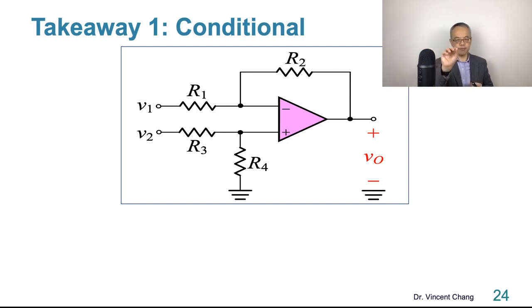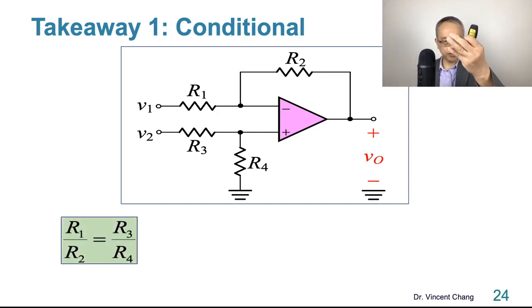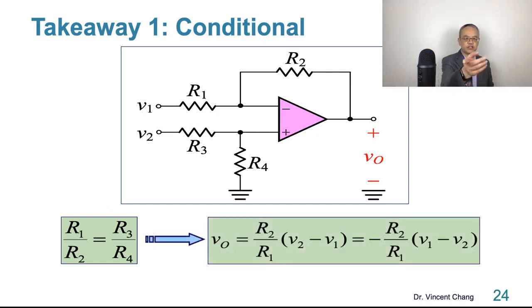Here's the takeaway. Remember, it's conditional. It has to meet a condition. If R1 over R2 equals R3 over R4, only when the circuit meets this criteria can this circuit become a differential amplifier. So it's a conditional differential amplifier.